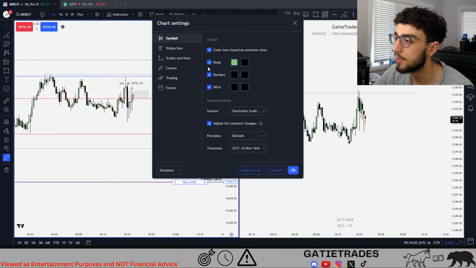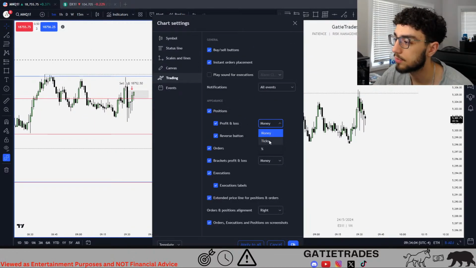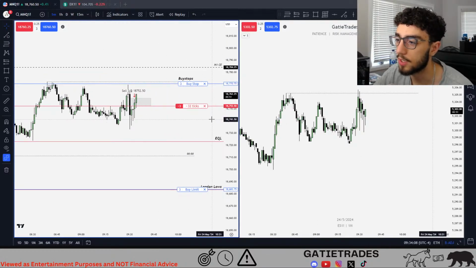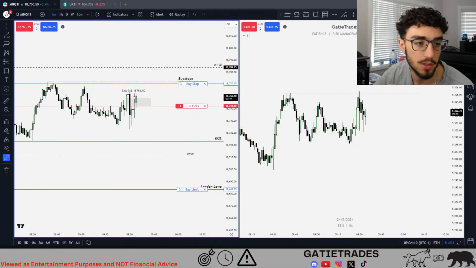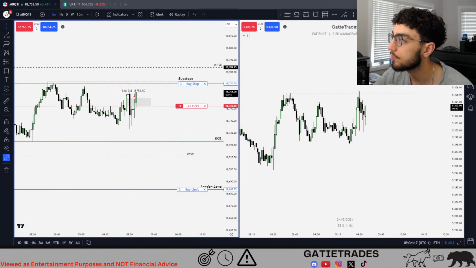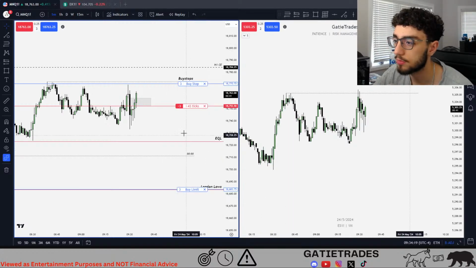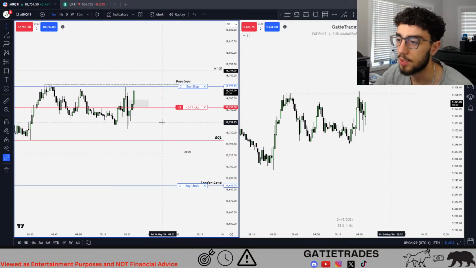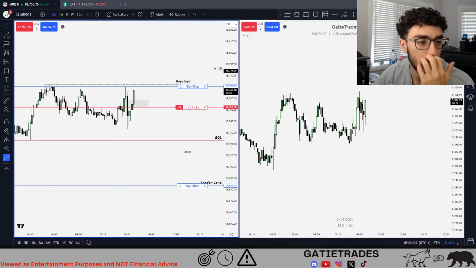I'm gonna change this to ticks. It's a really bad reaction so far. It looks like we're coming for the high. If we inverse this, I might close early. Let's take off the executions. I'm gonna keep my stop loss there. It's probably gonna hit now.